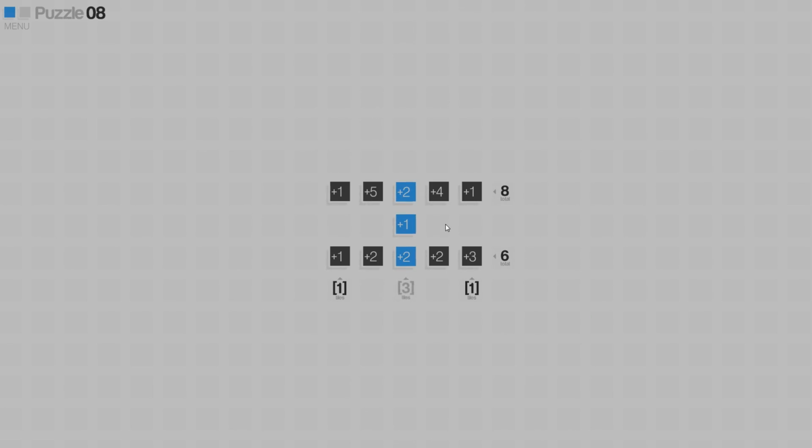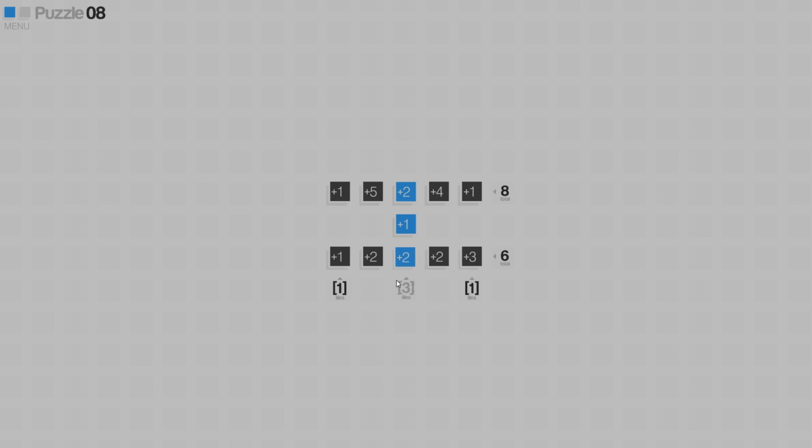Now let's look at this one here, I guess. We have 8 tiles here. No, I think it's easier to look at the 6 here actually. At the row of the total value of 6 in this row here. We already have +2, so we need another +4.